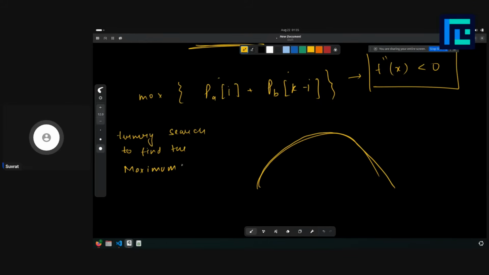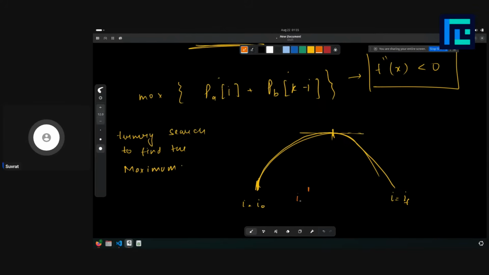Now what is ternary search? Basically we have some search space for i. Let's say i starts from i naught and ends at i f. In this search space somewhere there is a maximum and we need to find it, right? So how ternary search works is, I'll divide this into 3.